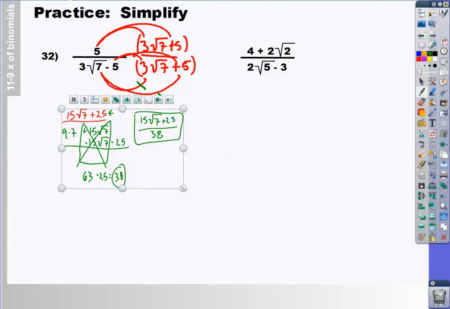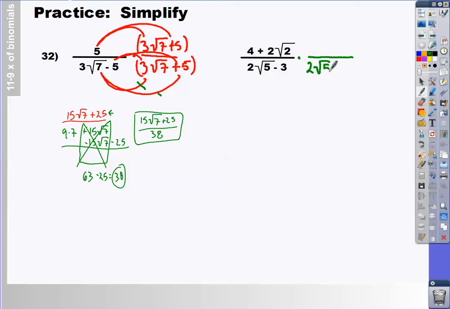Now, in the second problem, I'm not going to write everything out on the denominator because I know the middle term is going to cancel out. So to get rid of the root 5, we need to use the principles of differences of squares. So I'm going to multiply everything, the numerator and the denominator, by 2 root 5 plus 3. And let's deal with the denominator first, because this time it's going to be a lot easier.